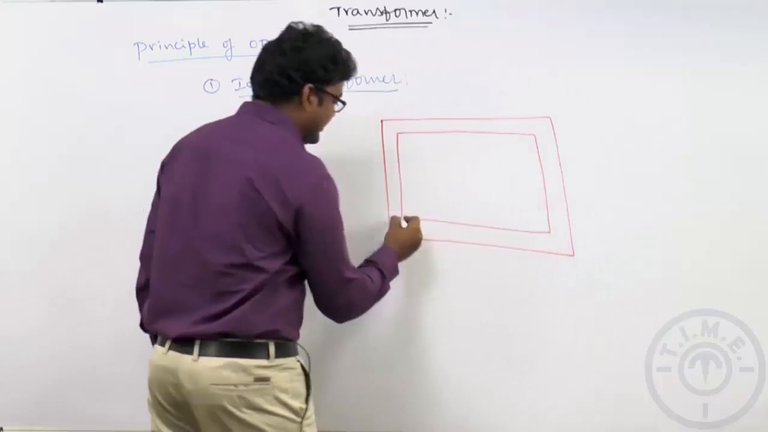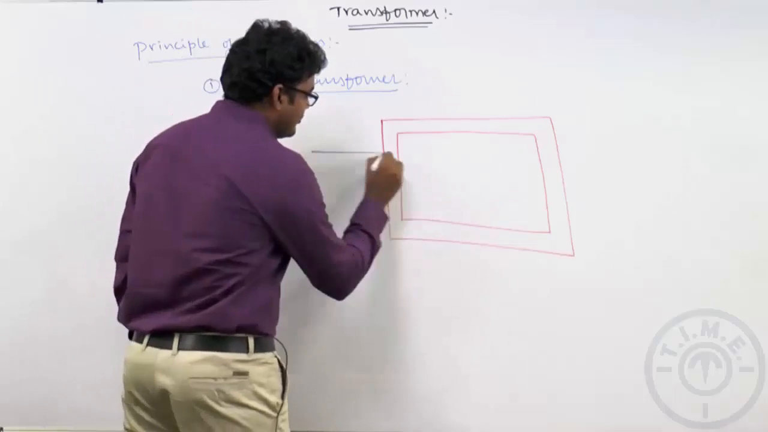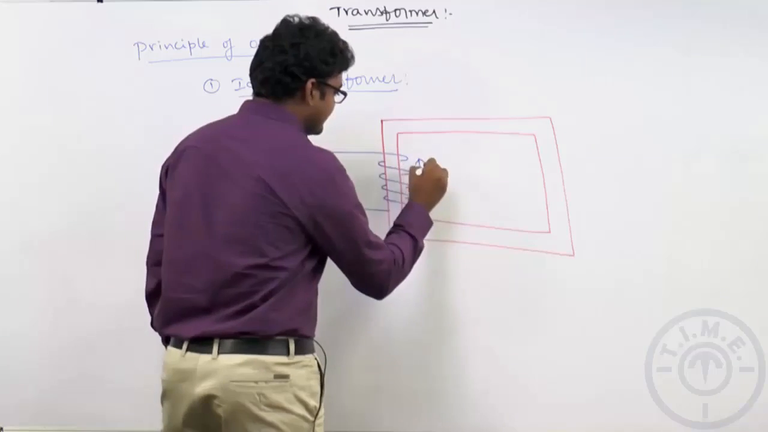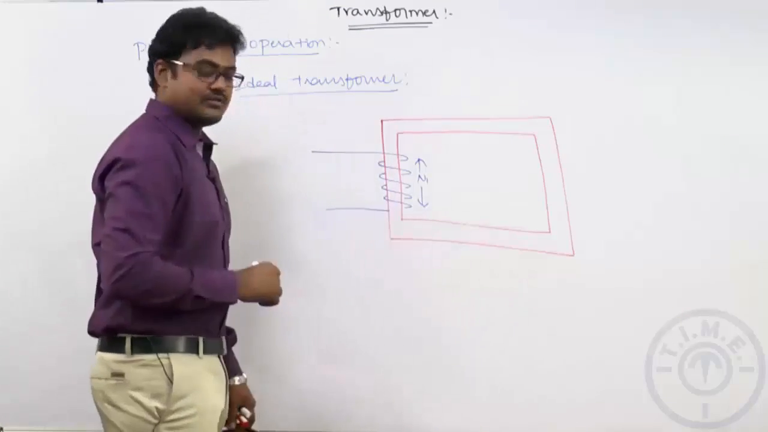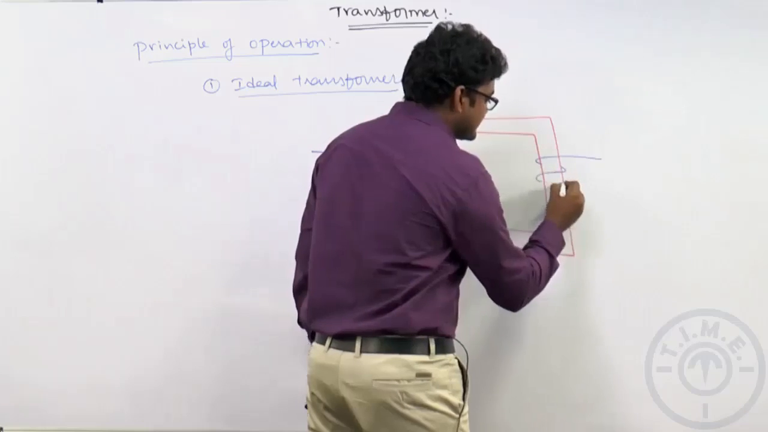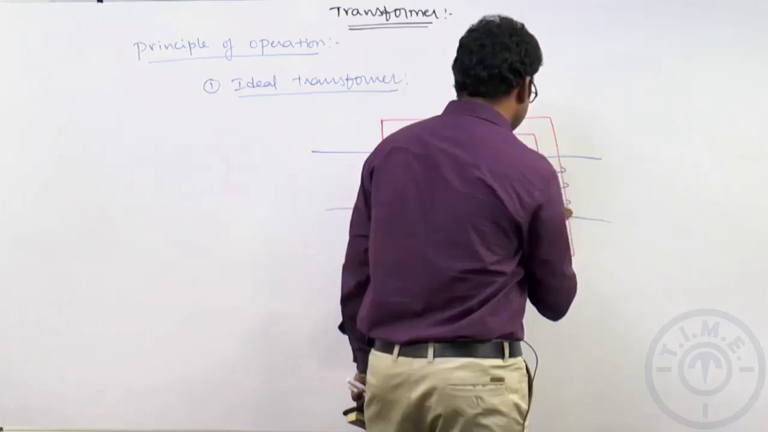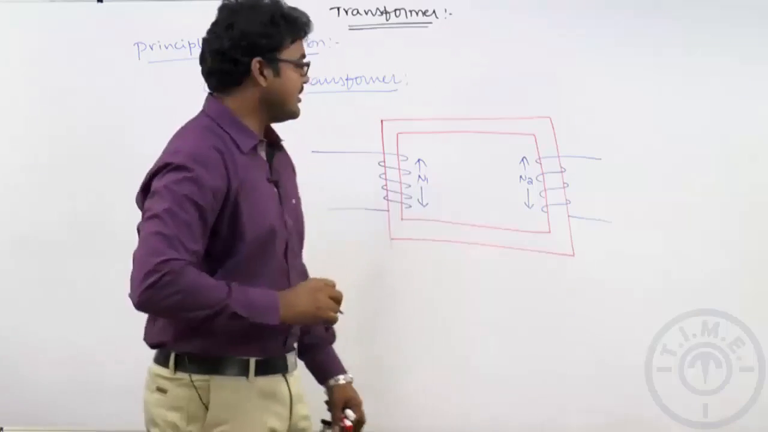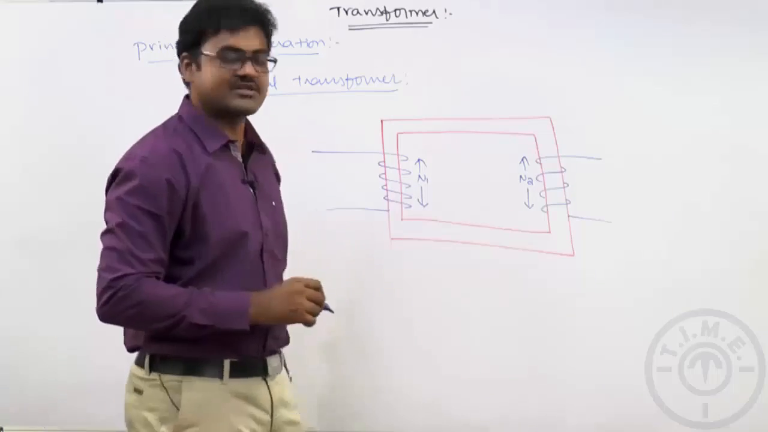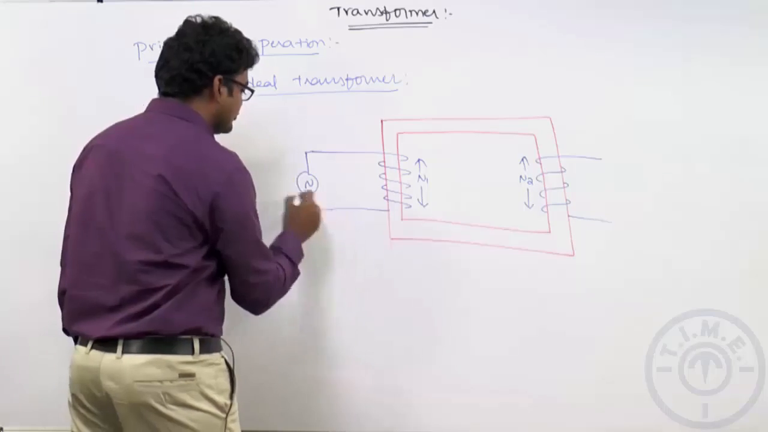Assume this is the magnetic core that we have, and on this magnetic core we are winding some wire with a finite number of turns. Assume the number of turns is n1 on this winding, and assume there is one more winding, because I told you a transformer is a device which will have at least more than one winding. Assume there are n2 turns on the other side of the transformer, n1 on one side, n2 on the other side.